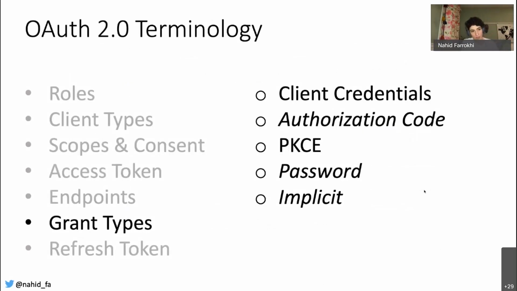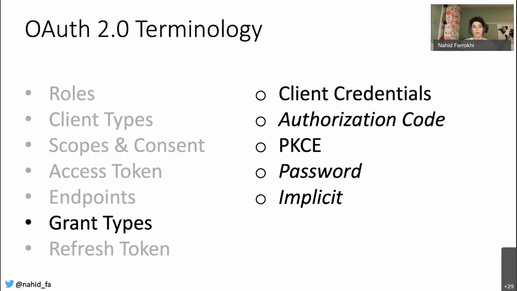Grant types. Grants are the flows, the solutions for different use cases. It's like I have this use case, for example, a mobile app. Okay, what's the solution with OAuth? I have a web app. What solution is OAuth going to suggest to me? If you see, I have them in different fonts. You see client credentials, but you see authorization code, password, and implicit in a different font, because some of these are legacy grants and they are not suggested for use. We're going to discuss the ones that are not legacy in more detail.